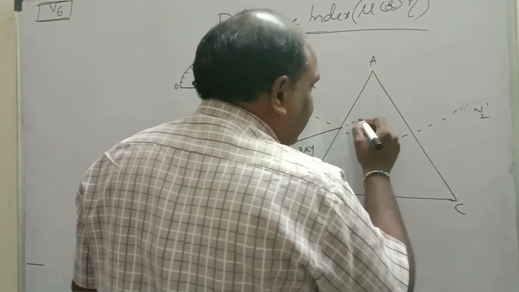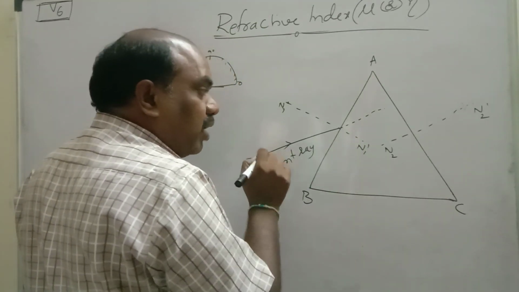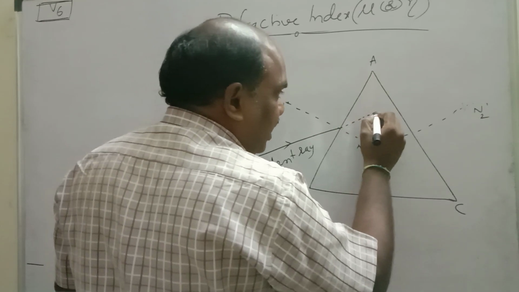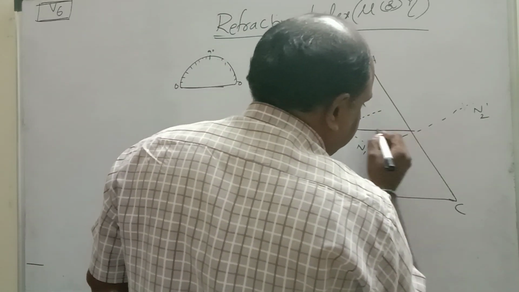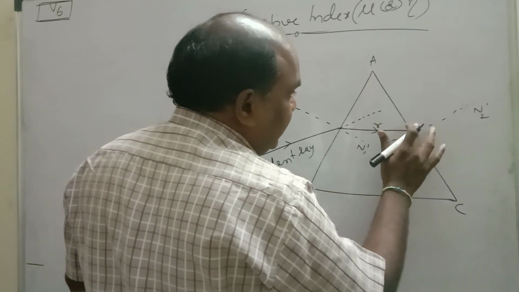Actually it should travel like this, but because of refraction, which means the bending of a light ray when it travels from one medium to another medium, it bends like this. This is the refracted ray.